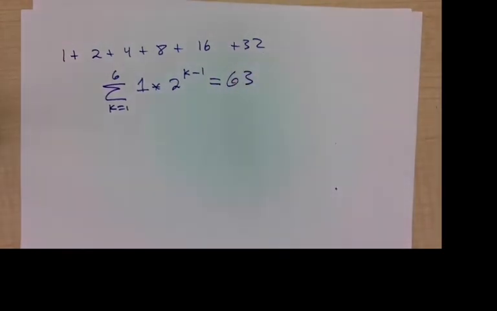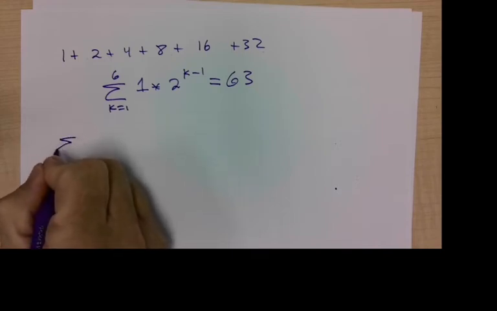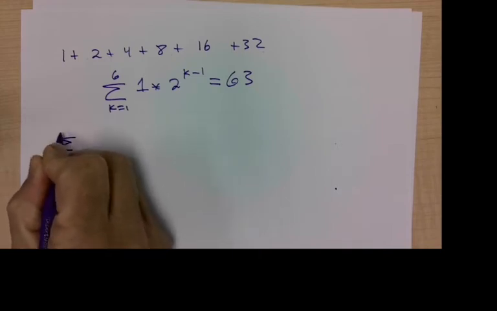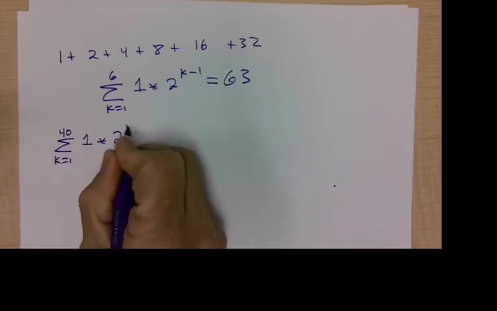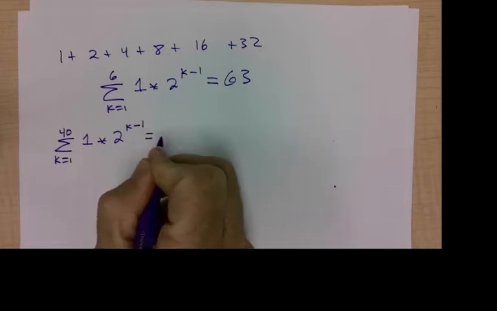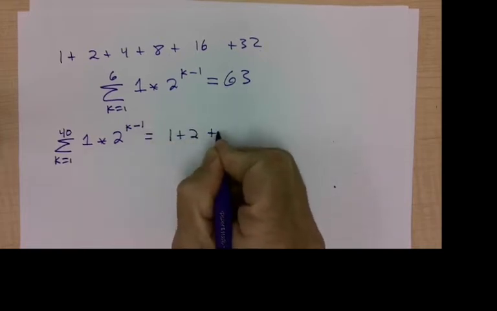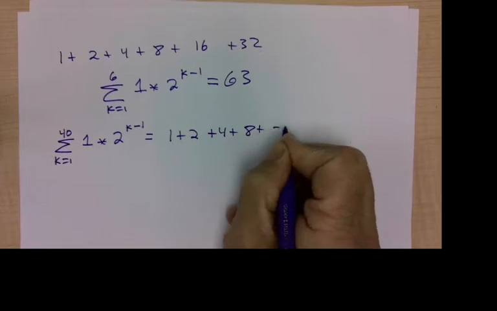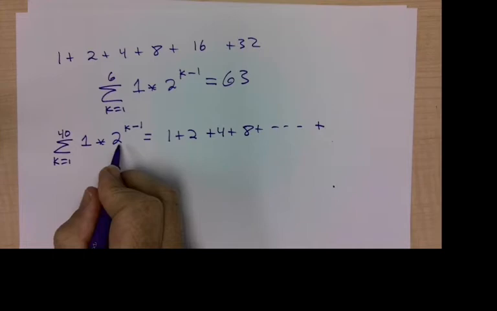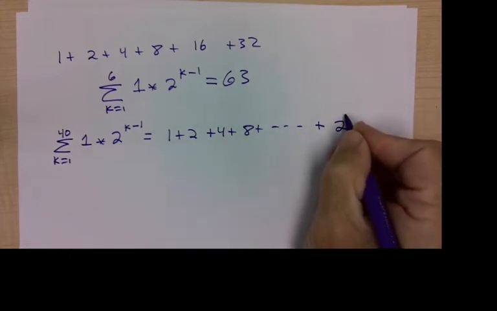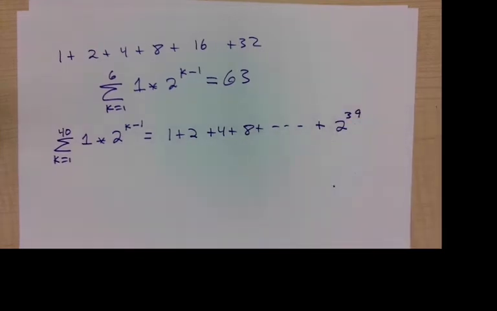But what if instead I want the sum as k goes from 1 to 40 of 1 times 2 to the k minus 1? Which would be 1 plus 2 plus 4 plus 8 plus dot dot dot, and in my last term, if I plug in 40 for k, 1 times 2 to the 40 minus 1, 2 to the 39th power. So can we make some sense out of adding up all of those terms?